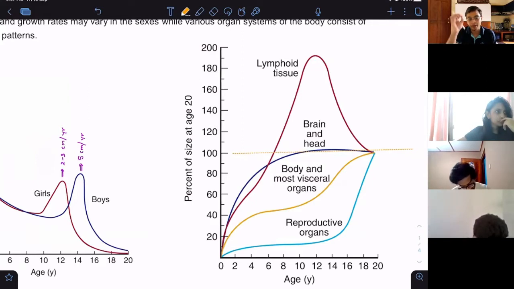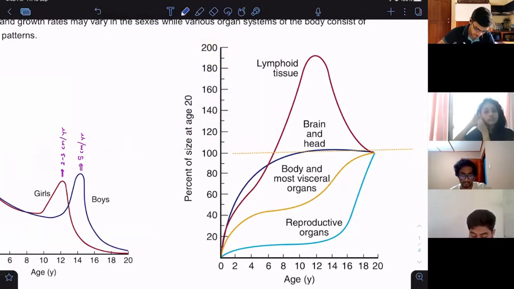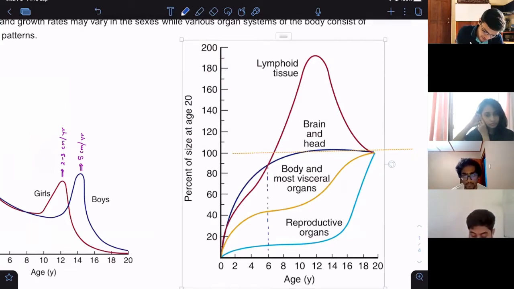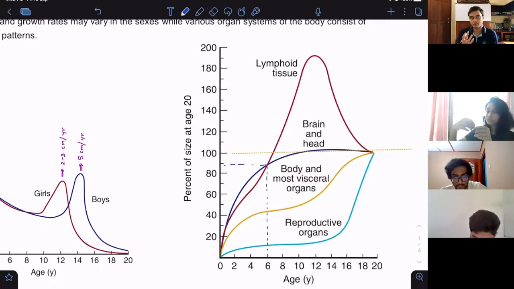Look at the brain and head, guys. The brain and the head, the dark blue line, right? Can you see? We reach about, look at this, guys, we reach about 90% by the age of 6. By the age of 6, we reach about 90% of our total brain size and our head, right? Head, of course, doesn't increase a lot, right? But the brain size is very important, right? We reach 90% of the brain size, okay, by around the age of 6.